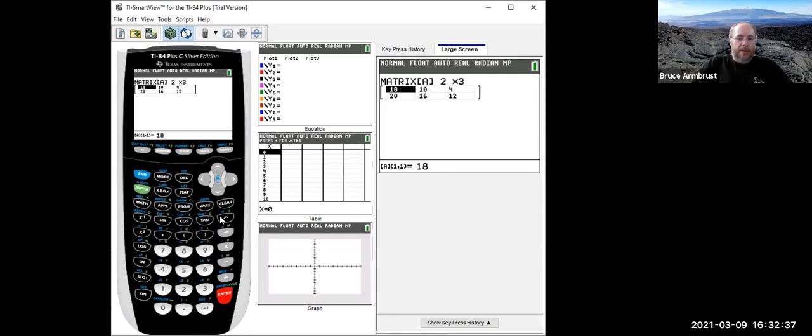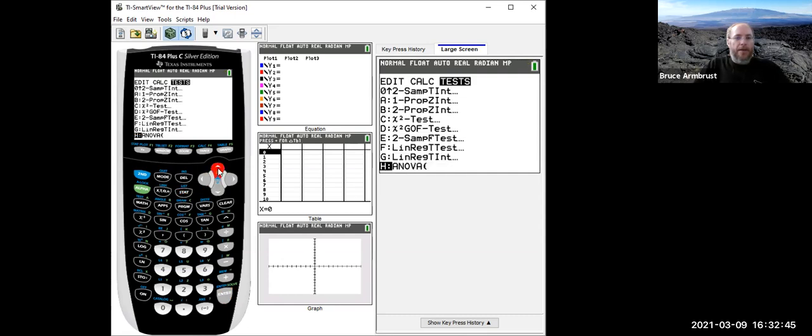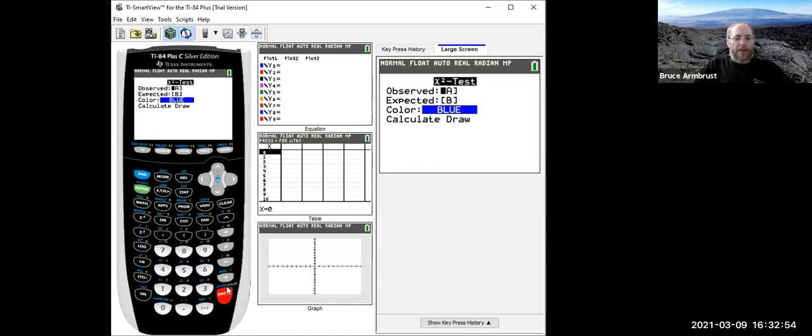Now we've got our matrix. Let's go to stat, arrow over to tests, and come up to chi-squared. We still have our observed in A. They'll put expected into B, and we'll calculate. All right, so there are our numbers. We got a chi-square test statistic of 2.385, a p-value of 0.303, and again, degree of freedom is 2, as we expected.